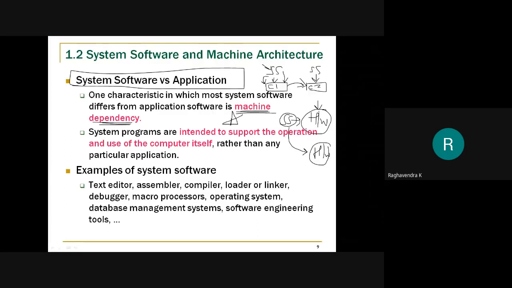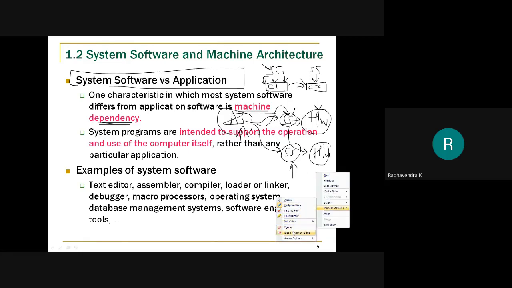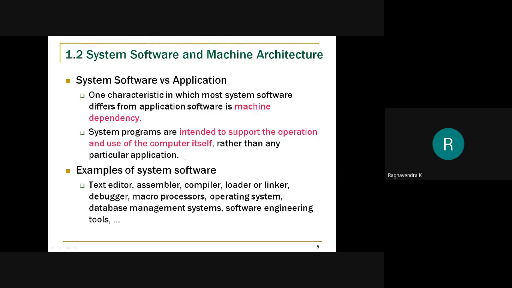But the application software is not machine dependent. Why? Because they simply make use of system software. Whatever system software is available on that particular machine, they use it to run on that hardware. So their burden is actually taken up by the system software. So they are machine independent, whereas system software is machine dependent. This is one of the major differences between system software and application software. And in turn, we know that the system software programs are basically intended for the operation and use of the computer system itself, but application softwares focus only on that particular application.